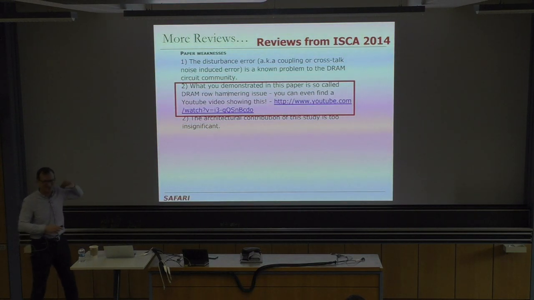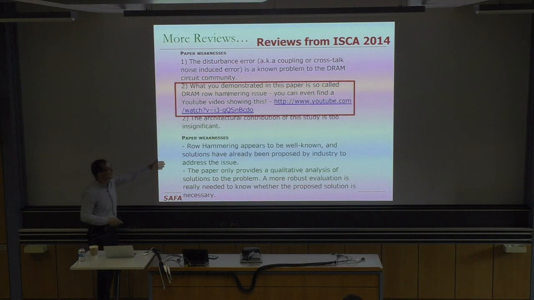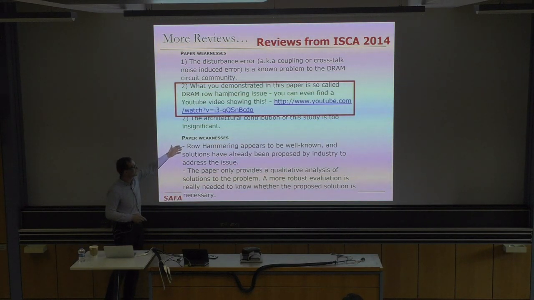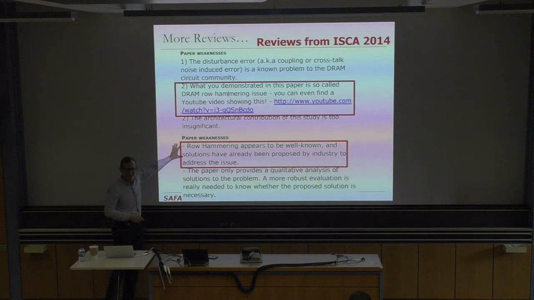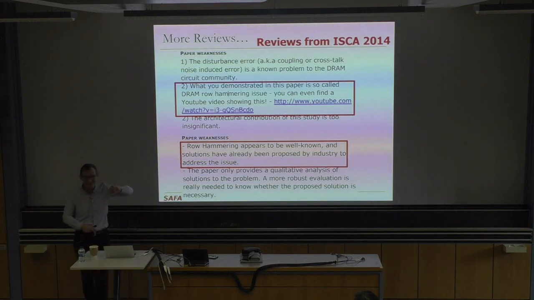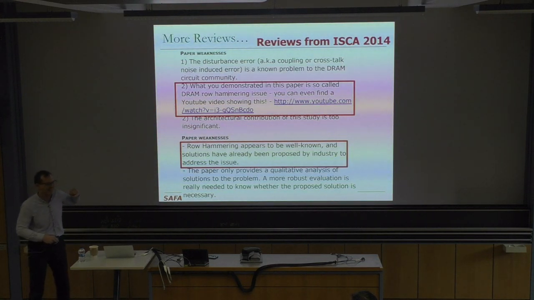This is the fairness aspect, as you can see, right? This is actually another one. These are the ones who rejected the paper. You can see that it appears to be well known, and solutions have already been proposed. Actually, we work with the people who actually proposed those solutions. So that's the "you do not know it all" part as well, right?